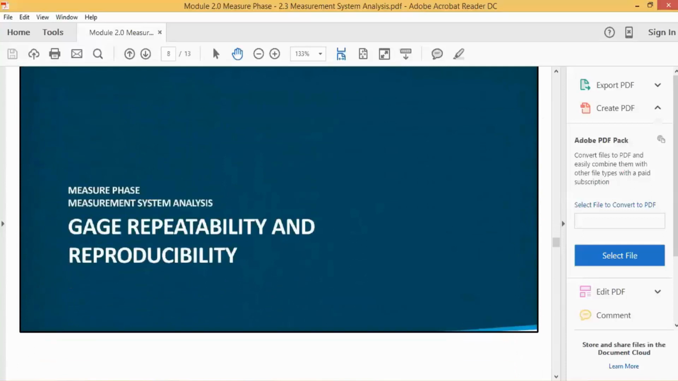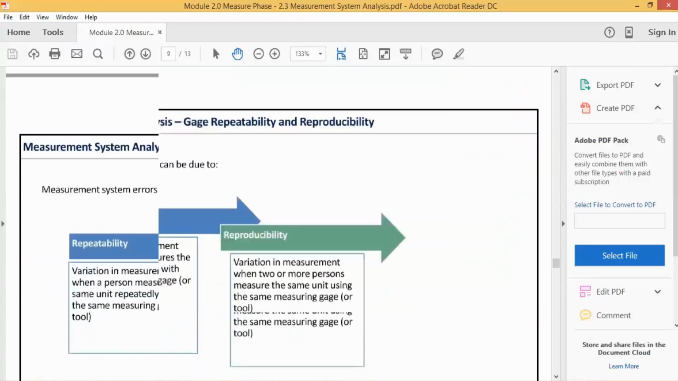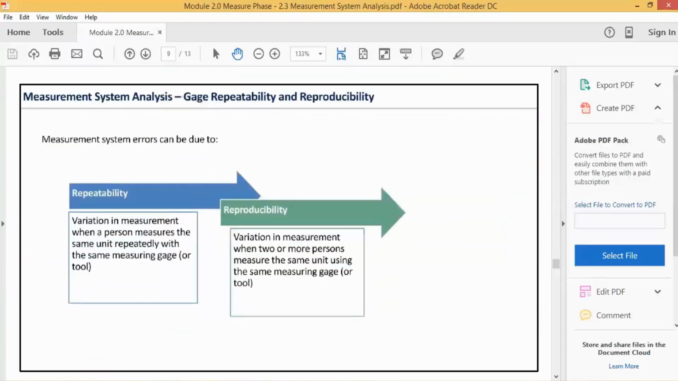Gauge repeatability and reproducibility. What is repeatability? Variation in measurement when a person measures the same unit repeatedly with the same measuring gauge or tool. A measuring gauge is nothing but a tool which is used to measure a part which is manufactured in the industry. This measurement we feed into Minitab and find out the variation in the process. So measurement systems have to be very accurate. That is what it means.